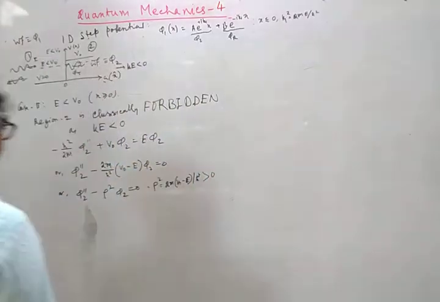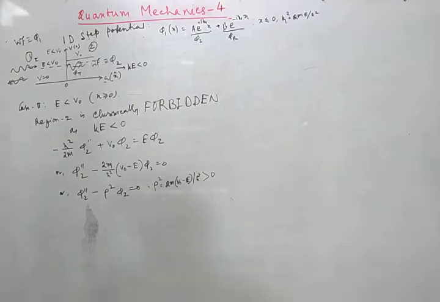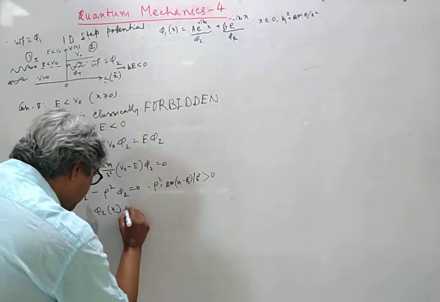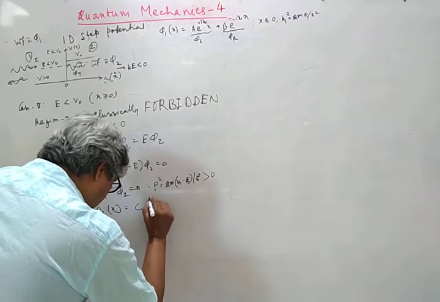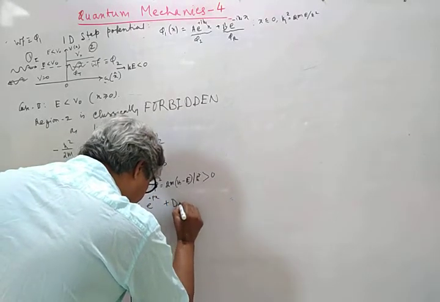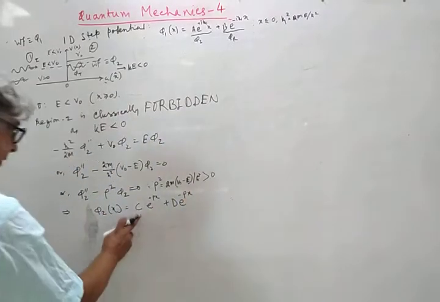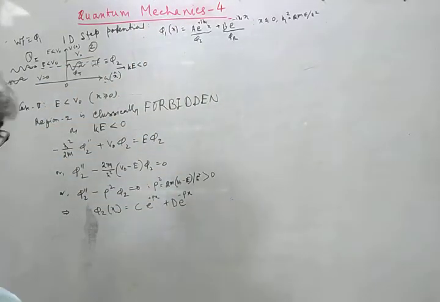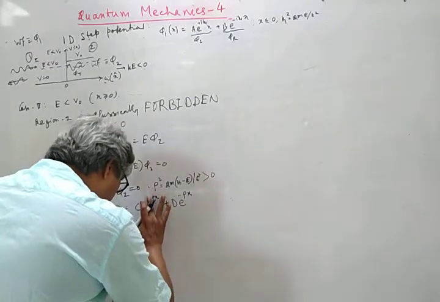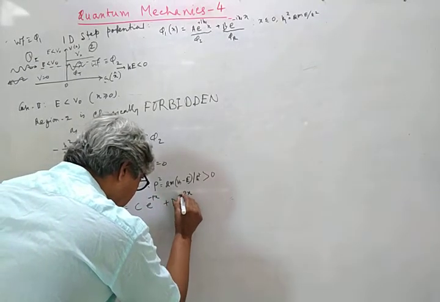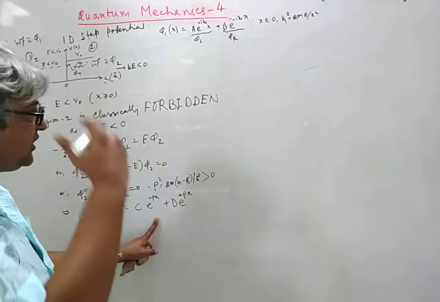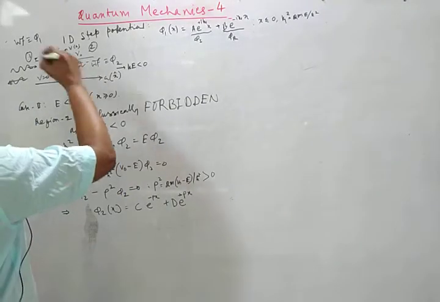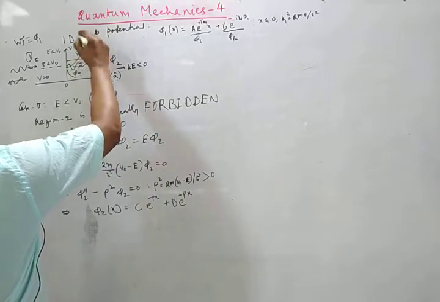Since V0 is greater than E, this is a positive quantity, and the solution of it, as we know from our knowledge of differential equations, is of this sort: C e to the power rho x plus D e to the power minus rho x. Note again, this C has nothing to do with the C that we considered in the earlier case. This represents a wave which decays exponentially in region 2. That is, in this region this wave decays like this, and this wave increases like this, which is unphysical.